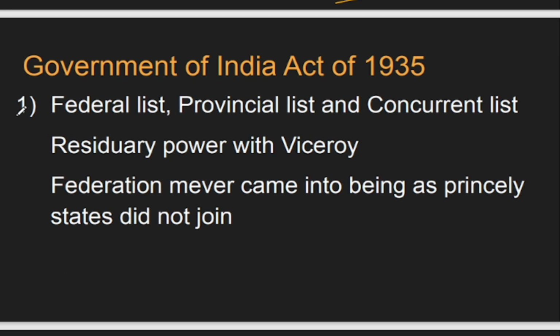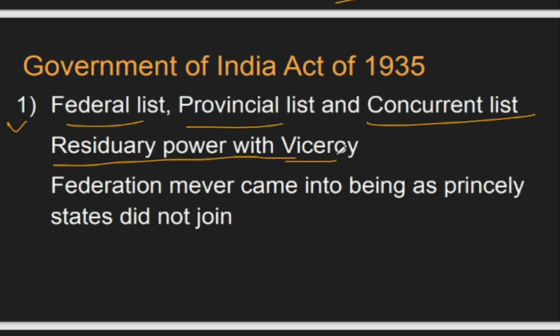Now the first point of this act says that federal list, provincial list, and concurrent list came into being, and residuary power was with the viceroy, right? The third point, in the first point only, says that federation never came into being as princely states did not join, right? So let's discuss this point in a little detail and compare it with the provisions of Government of India Act of 1919, which also had a similar point.